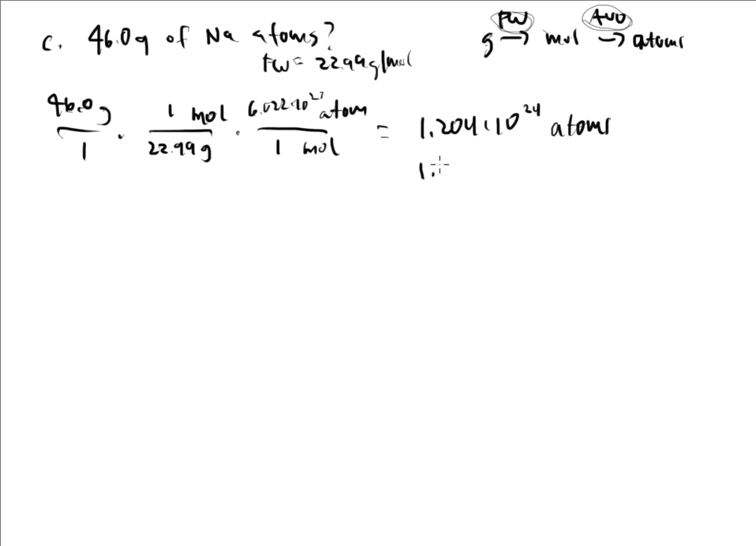Now, if you did it with your calculator, it probably would show up as 1.204 e to the 24. And that's what that e means.